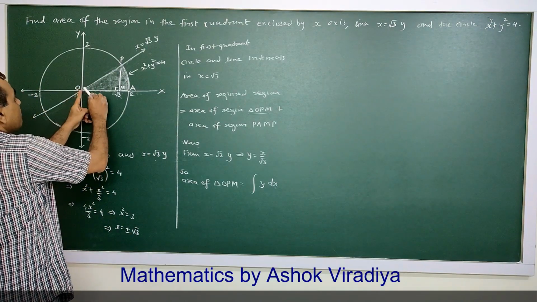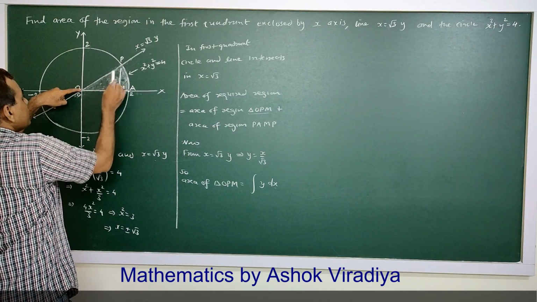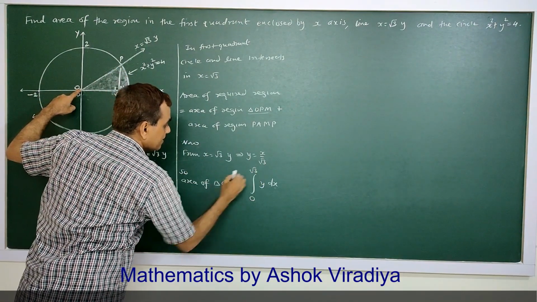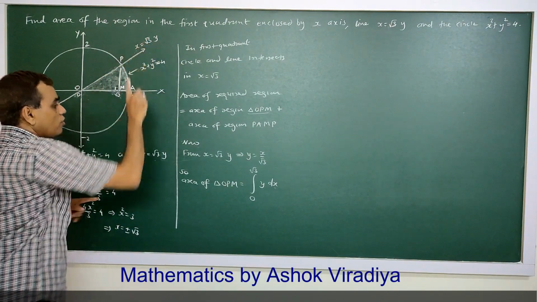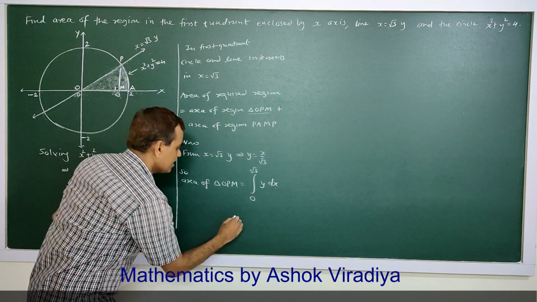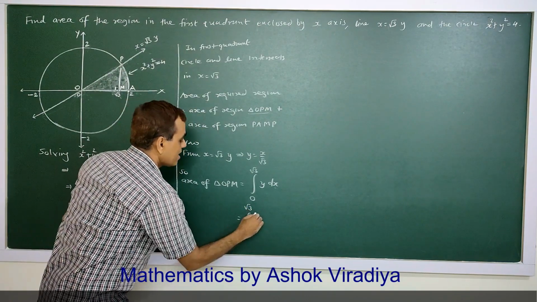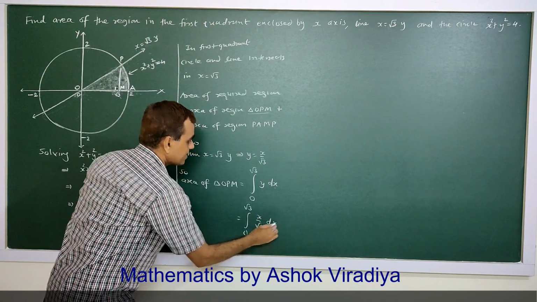See, this part of the curve is the bounding part. Here the x coordinate is 0, here the x coordinate is root 3. So 0 to root 3. And the value of y from this equation is already calculated here. So this is the integral from 0 to root 3 of x by root 3 dx.